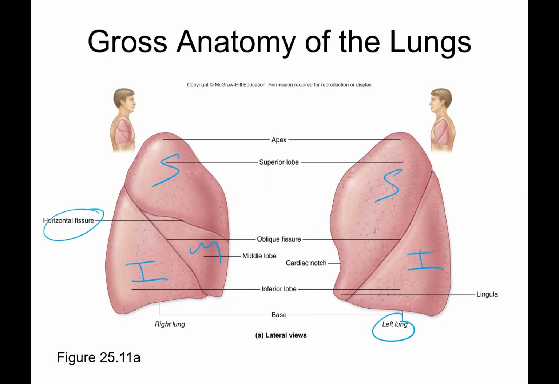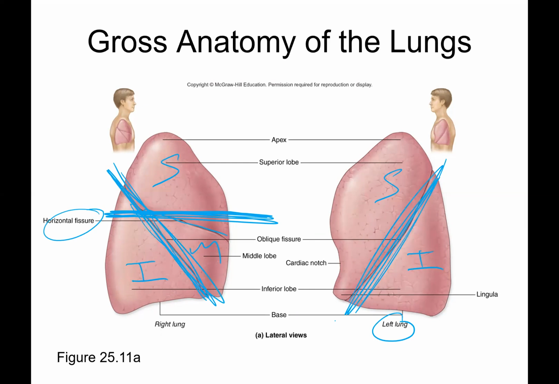All right, we have the fissures that separate them. So you have the horizontal fissure on the right lung, and then the oblique fissure. The horizontal runs more horizontally. The oblique fissure runs more obliquely or diagonal. And then the left lung just has the oblique fissure.